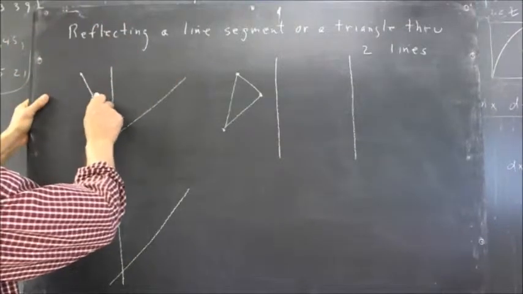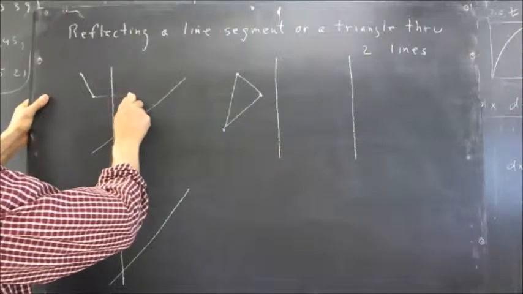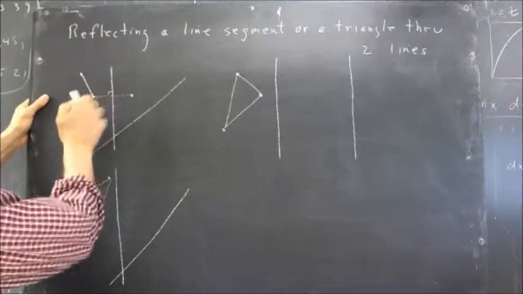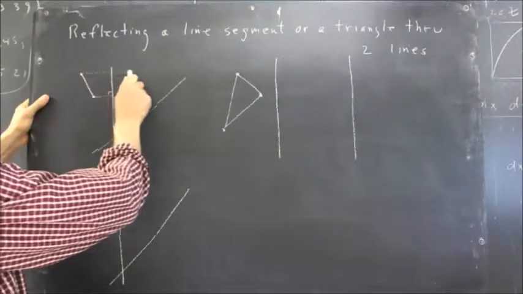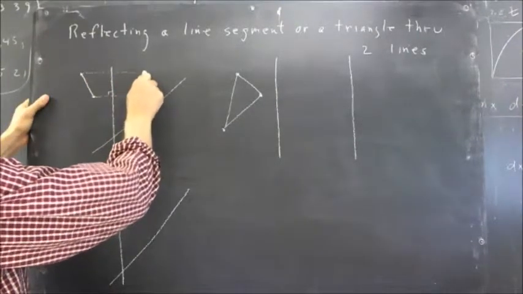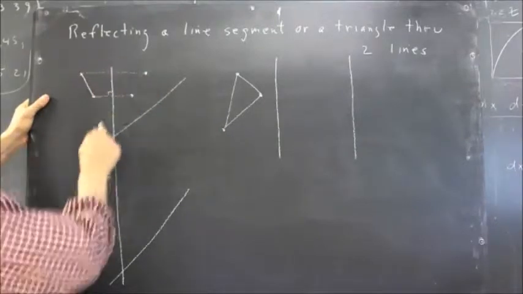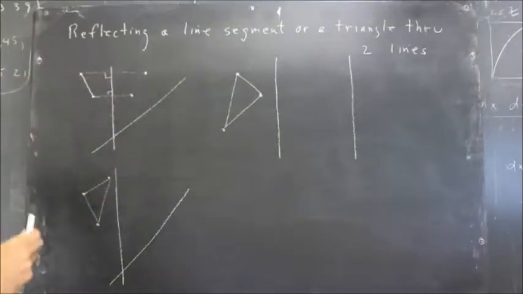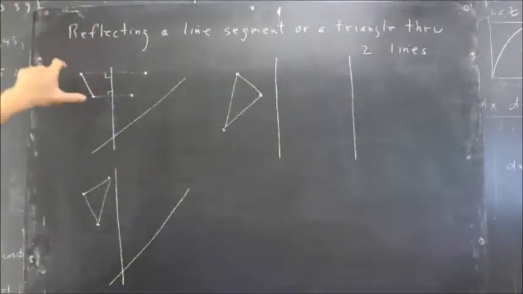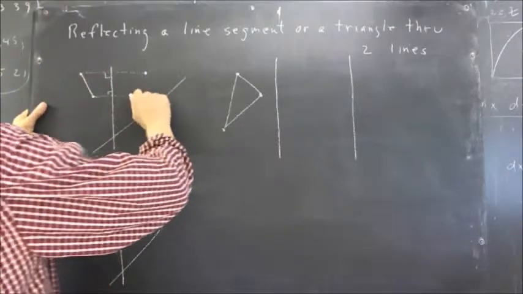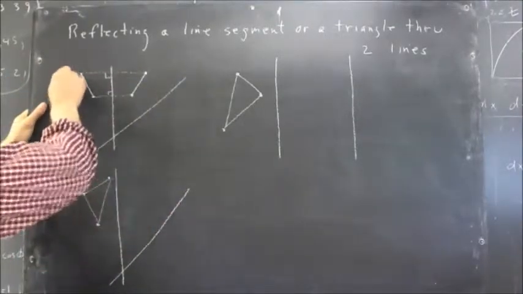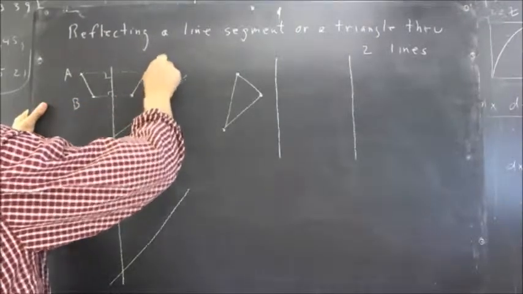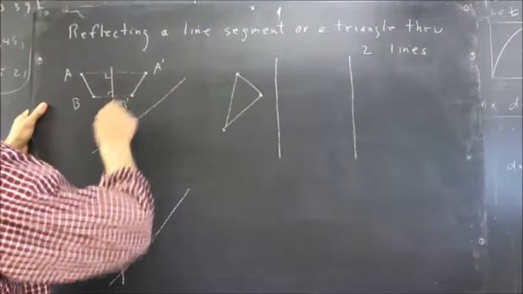We first reflect this point through this line, right angle, equal distances. Then we reflect this point through this line, again at a right angle and hopefully equal distances. Okay, so we've reflected this line segment through this line. Let's label these points just so we can keep track. There's A, B, here's A prime, and here's B prime.